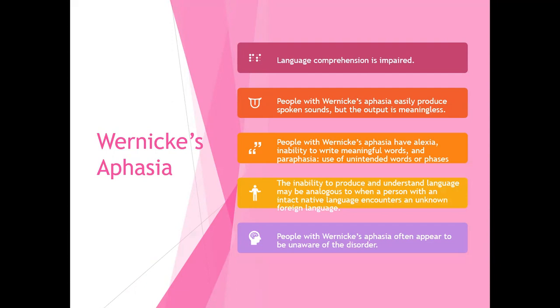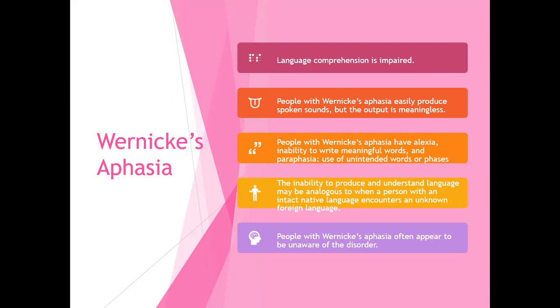People with Wernicke's aphasia also have agraphia, which is the inability to write meaningful words, and paraphasia, which is the unintended use of words or phrases. There is a video in the Canvas module that shows a therapist working with someone with Wernicke's aphasia, and it's super interesting. It's real short if you get a chance to watch it.